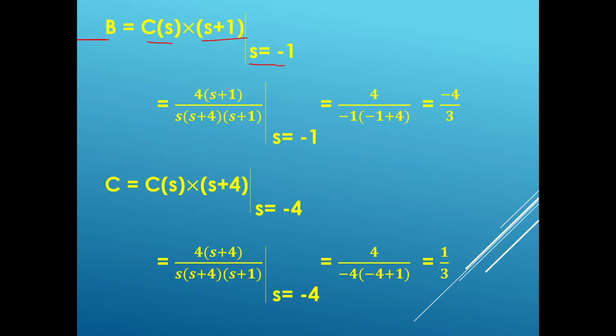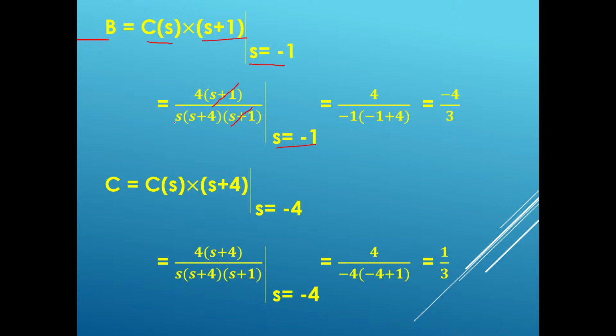So instead of writing into s plus 1, I have multiplied with it. So C of s into s plus 1, I have multiplied the numerator terms: 4 into s plus 1 by s into s plus 4 into s plus 1. Now you can cancel s plus 1 with s plus 1. What is left over? 4 divided by s into s plus 4.